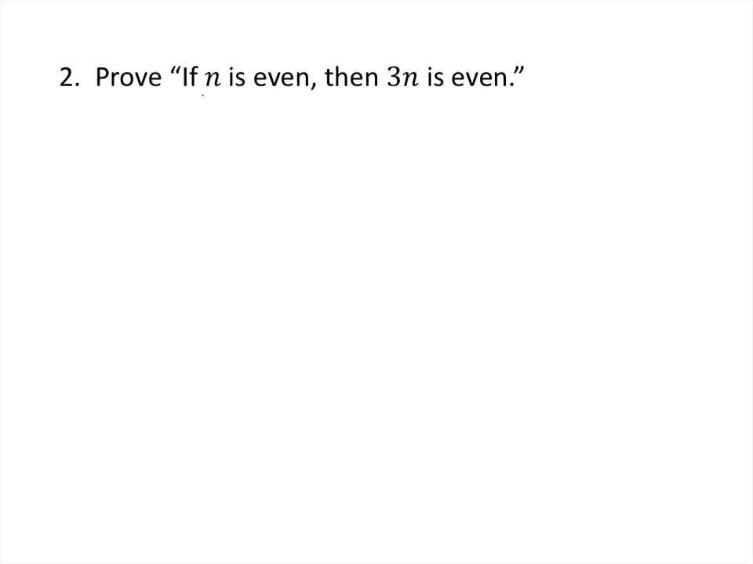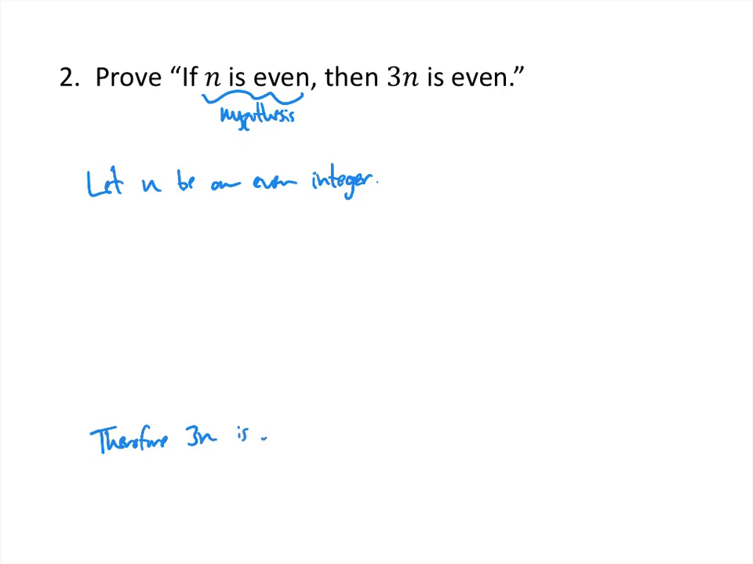So the first sentence of our proof is going to be putting us in that situation where the hypothesis is true. In this case, the hypothesis is n is even. And so we're going to start our proof by saying let n be an even integer. And then at the bottom, our goal now of our proof is to prove that 3n has to be even. So at the bottom of our proof, we're going to leave some space. We're going to want to be able to say at the end, therefore 3n is even. That gives us our goal.